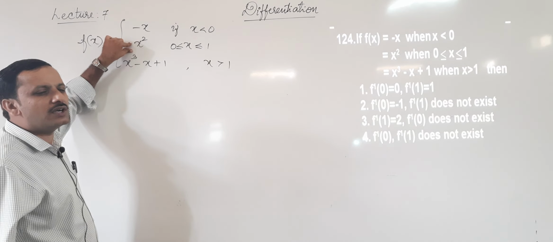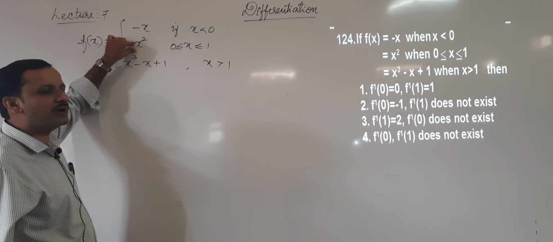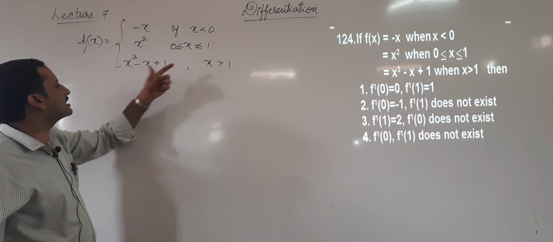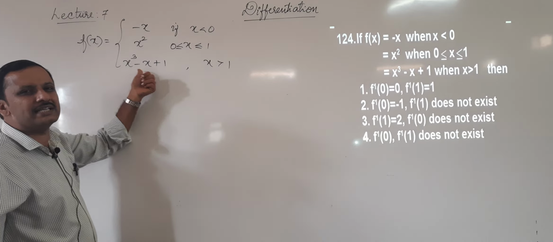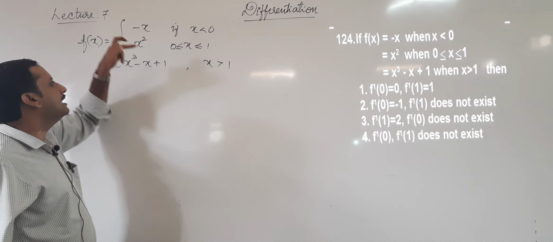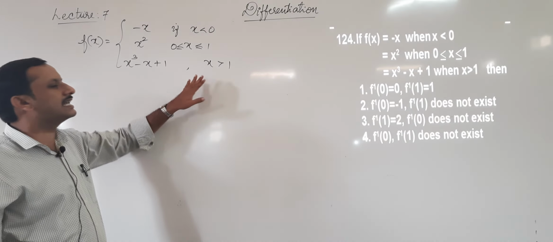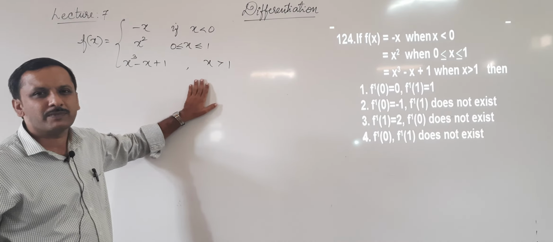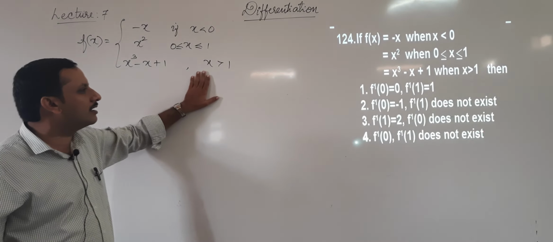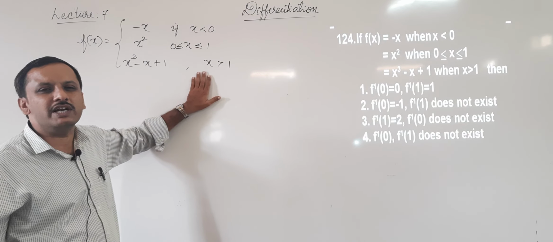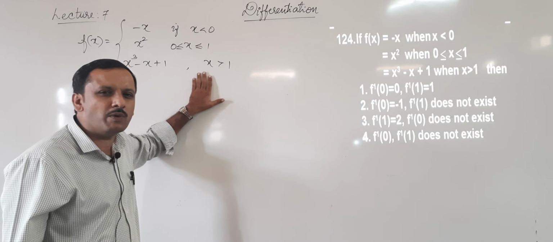There you put x equal to 1, we get 1 square which is 1. Then for right hand limit, put x equal to 1 in this, we get 1 minus 1 plus 1 which is 1. Left hand limit is 1, right hand limit is 1, therefore function is continuous at x equal to 1. So that means function is continuous at 0 also, continuous at 1 also.